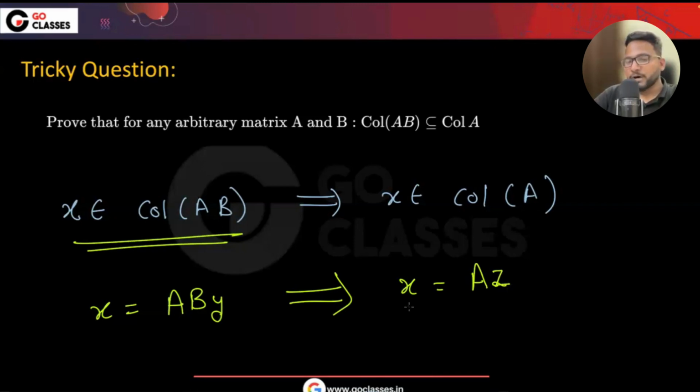I think we just proved it, right? We just proved it. So if X is AB y, then obviously it is A into something also. Yeah, it is A into something. We just need to prove that it is A into some vector. Yeah, that is clearly visible. Is this fine to everyone?